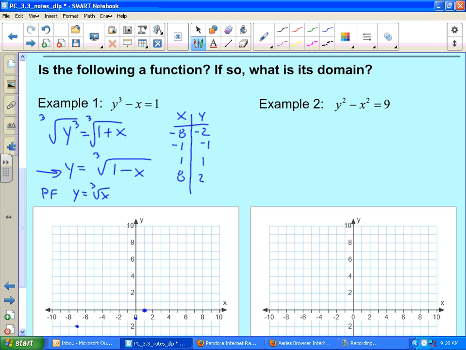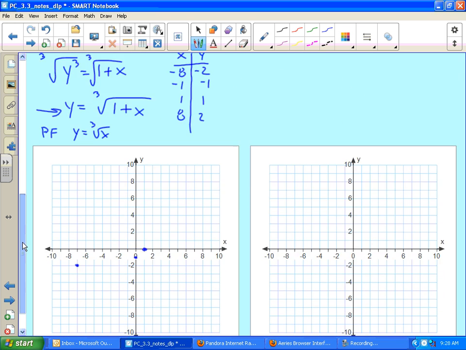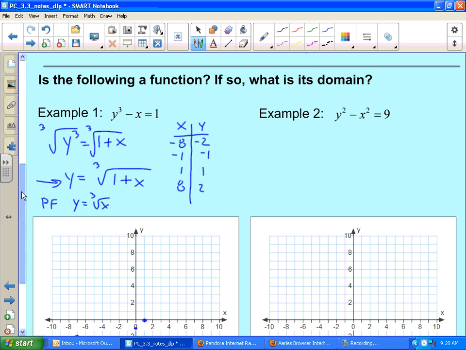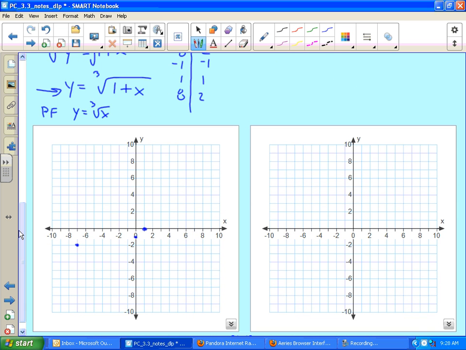Oh, yeah, because that should be plus. Duh. Well, yeah, I got to add the x to the other side. So you're right, it should be to the left. Left 1. And now we go left 8 down 2, left 1 down 1, right 1 up 1, and then right 8 up 2. And we ended up with that. And then we said, hey, that's a function that will pass the vertical line test, therefore any cube root function is okay.